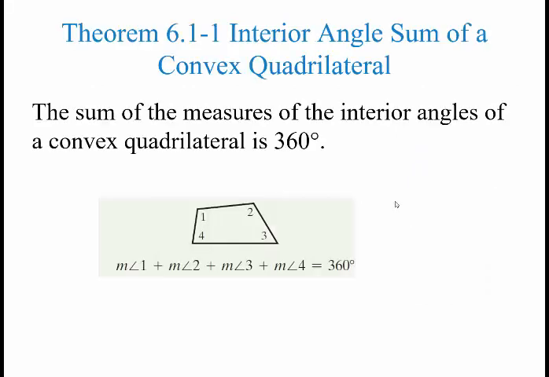All right, one theorem. This is the interior angle sum of a convex quadrilateral. So the sum of the measures of the interior angles of a convex quadrilateral, remember that means it doesn't bunch inside, is 360 degrees. So if you were to take the measure of angle 1, angle 2, angle 3, and angle 4, if you add them all up, you get 360 degrees.